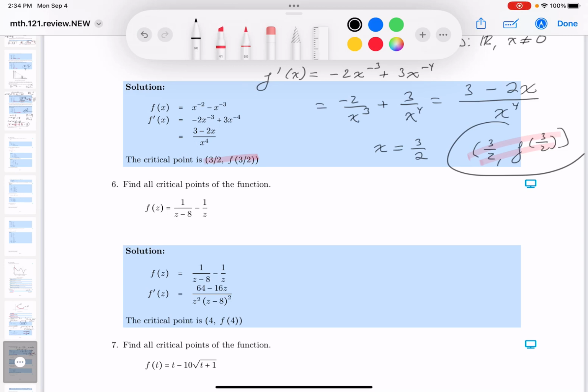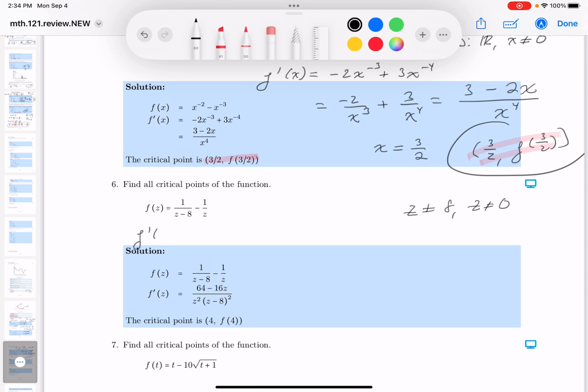Okay, let's take a look at it. It's a function of z, and z can be any real number, right? However, z can't be what two numbers? It can't be 8, and z can't be 0. Right, I'm going to do the derivative for this thing over here, and let's take a look at it.